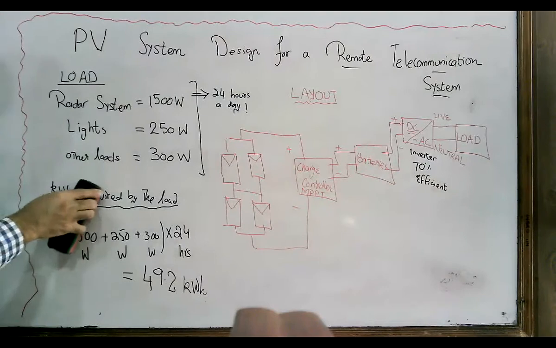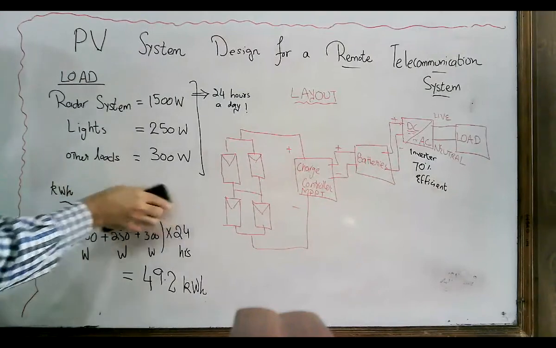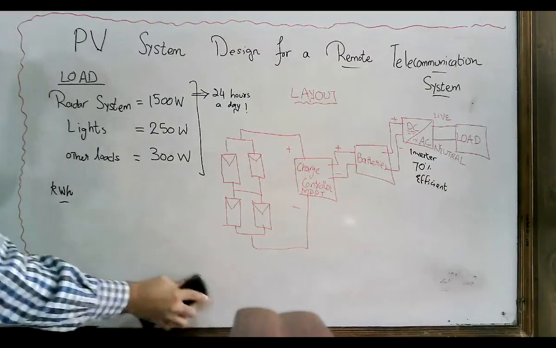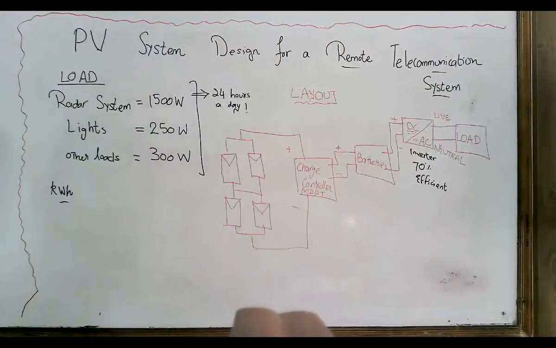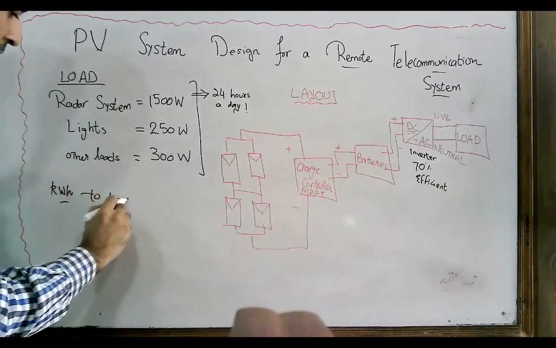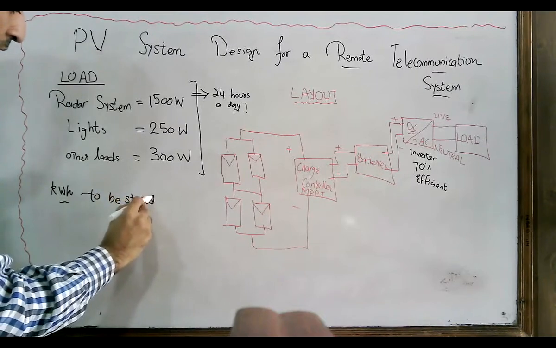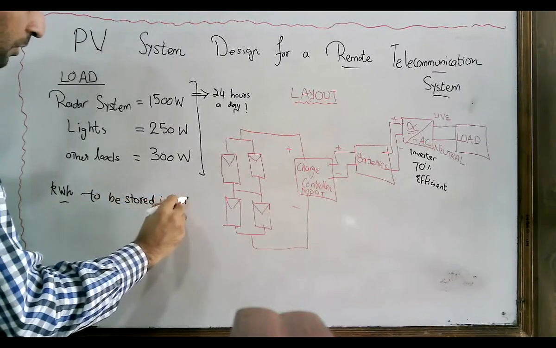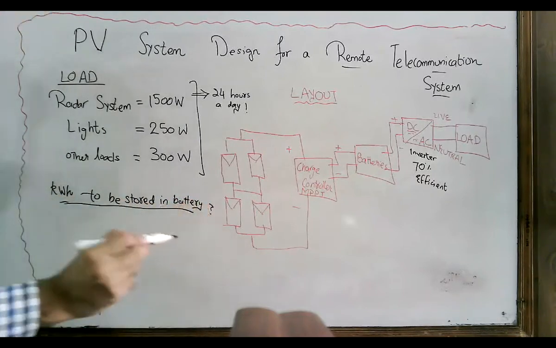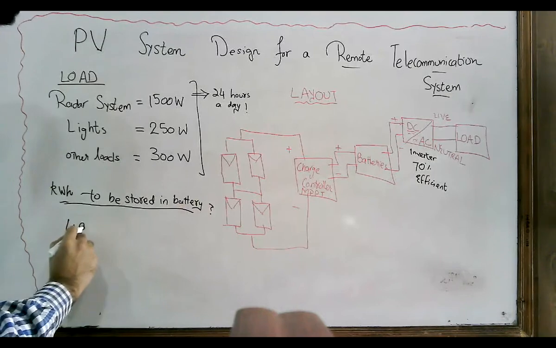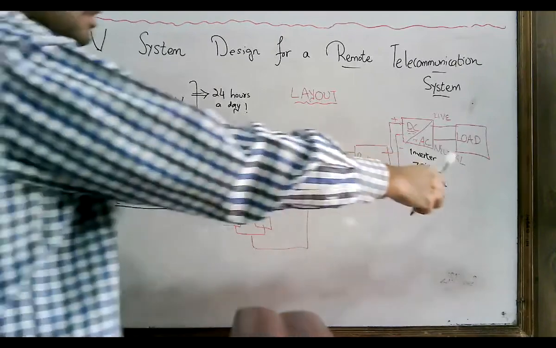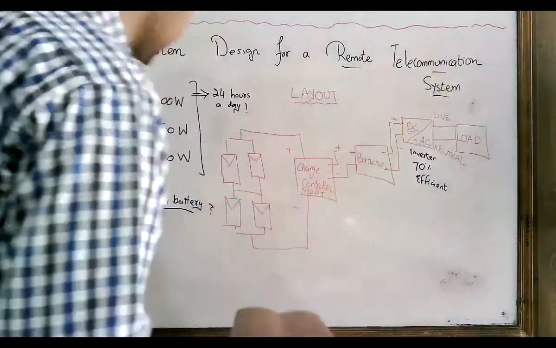Okay. Now we are going to calculate the kilowatt hours required to be stored in the battery. How much kilowatt hour do we need to store in the battery? 9.2 kilowatt hours is the energy consumption of the load per day.